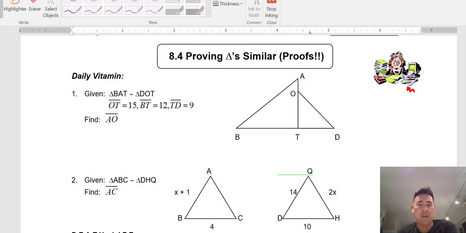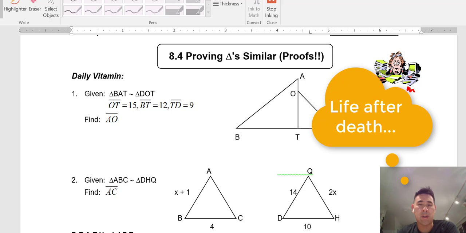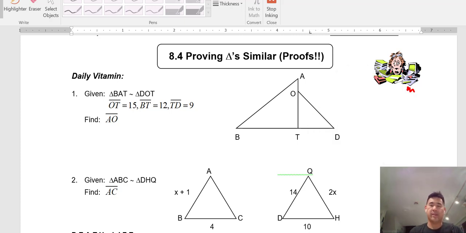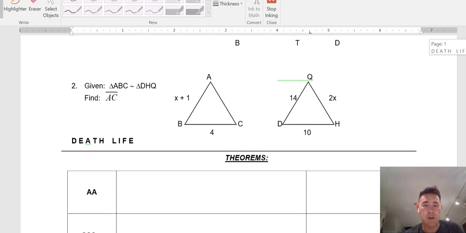Okay, we're moving on to section 8.4. It's the section that has some proofs in this chapter. Don't worry, the proofs are pretty easy, as you'll see. So let's get to introducing a couple of the theorems first.